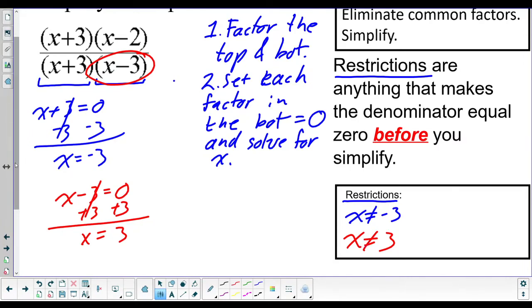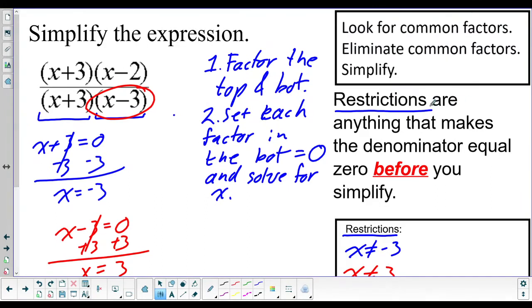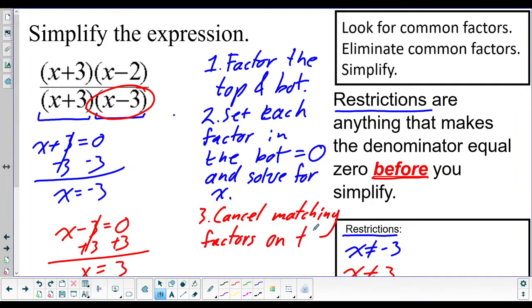All right. Now, restrictions are anything that makes the denominator equal 0. We talked about that before you simplify. That's why it's step 2 and not step 3. Step 3 is cancel matching factors on the top and bottom.